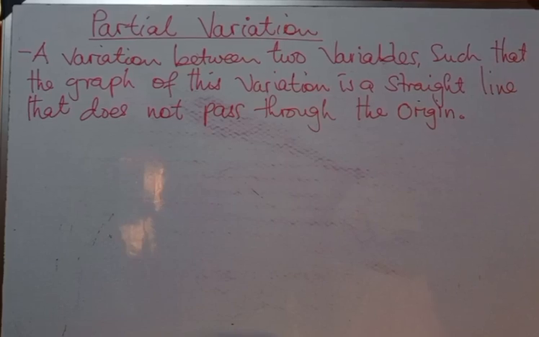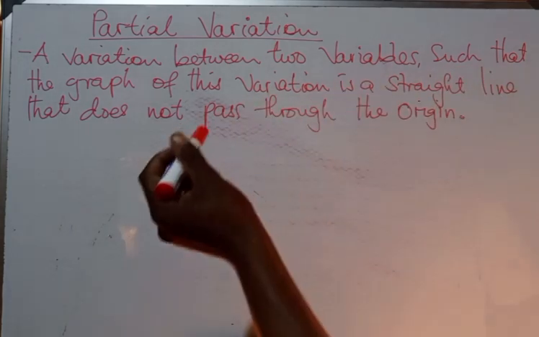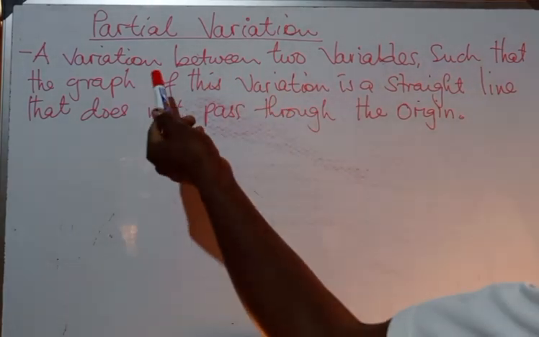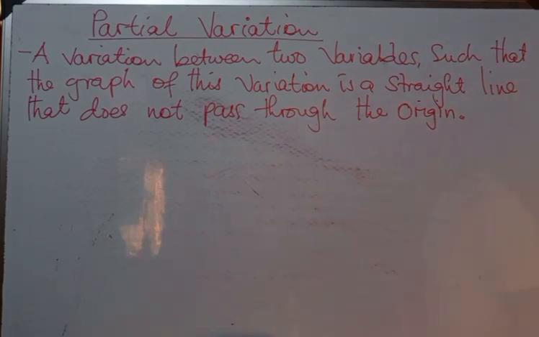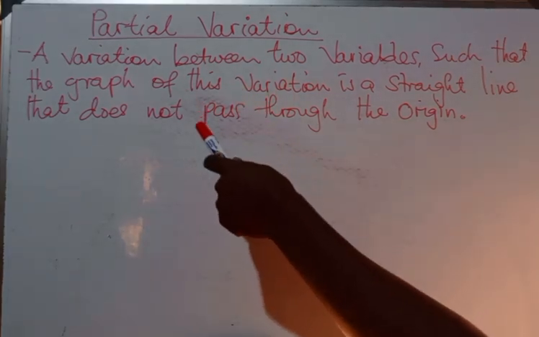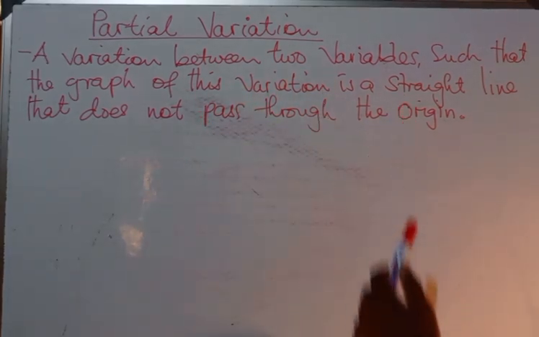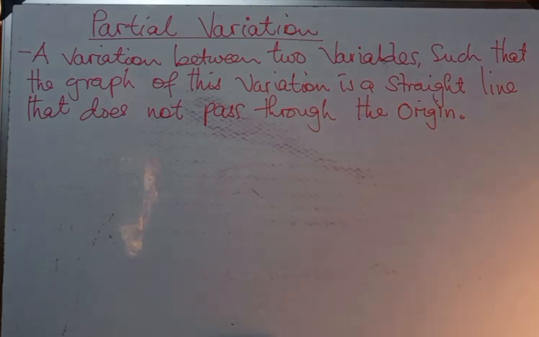So now we start with the partial variation. We are told partial variation is a variation between two variables such that the graph of this variation is a straight line that does not pass through the origin.